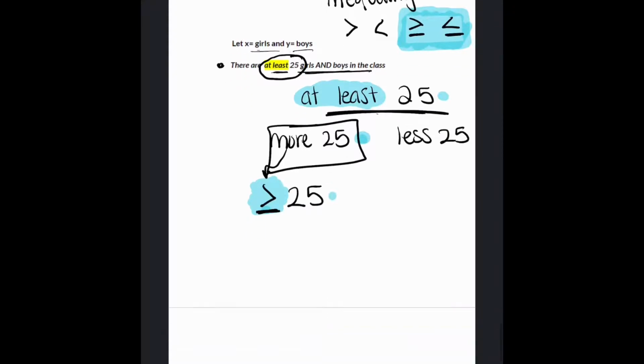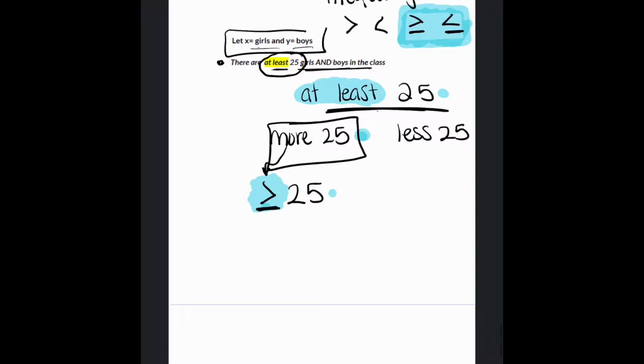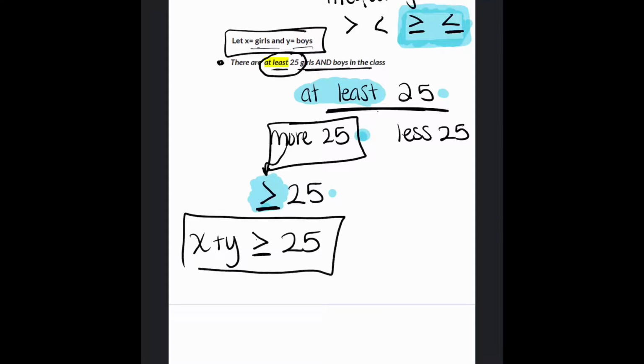Okay, and then the final part is getting those variables. If X is girls and Y is boys, there are 25 girls and boys. So I could just say the girls plus the boys. These are my students in the class. They must be greater than or equal to 25. That is my girls plus the boys, I have greater than or equal to 25. I have at least 25 boys and girls. And that would be your inequality to match this situation.